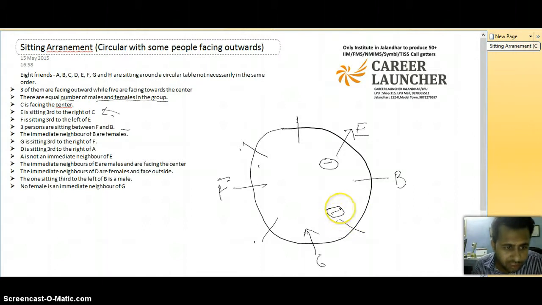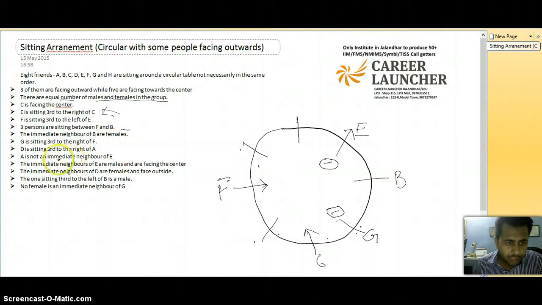It says G is sitting third to the right of F. Now I don't know whether F is looking inside or F is looking outside. Let's check. Let's say F is looking inside, so the right of F would be 1, 2, 3. So G could be seated here. If I consider F to be looking outside, 1, 2, 3, this comes out to be the third place. G cannot be seated here, so it is correct that F is looking inside. So G is sitting here.